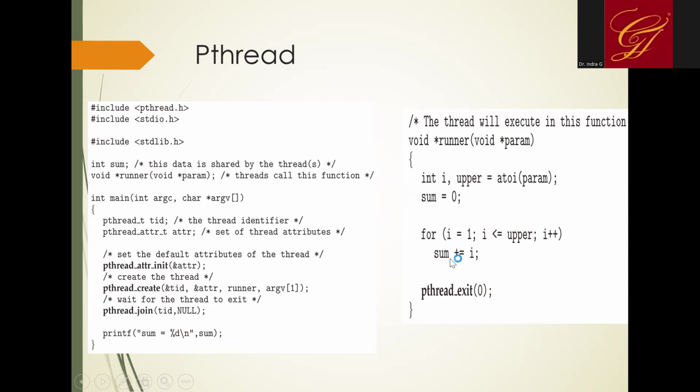Once the sum is calculated and stored in the sum variable, the runner method loops until the value of i is equal to upper. The sum variable will hold the sum of the numbers given as input. Using printf, the sum of n numbers is printed here. So this is about creating a pthread.